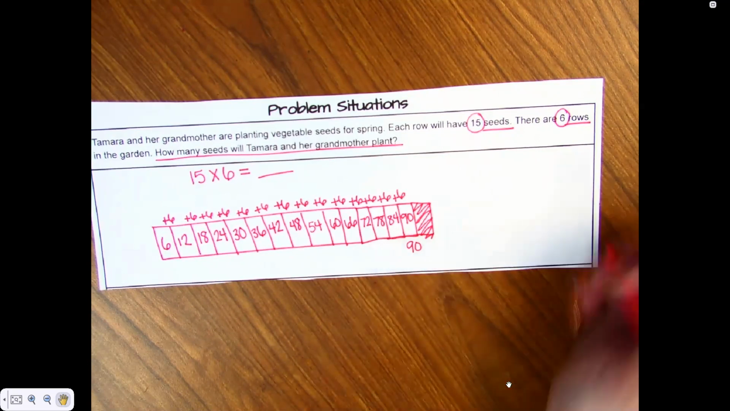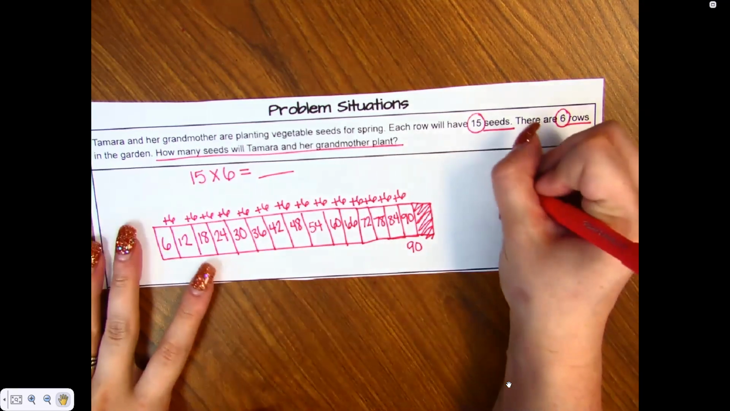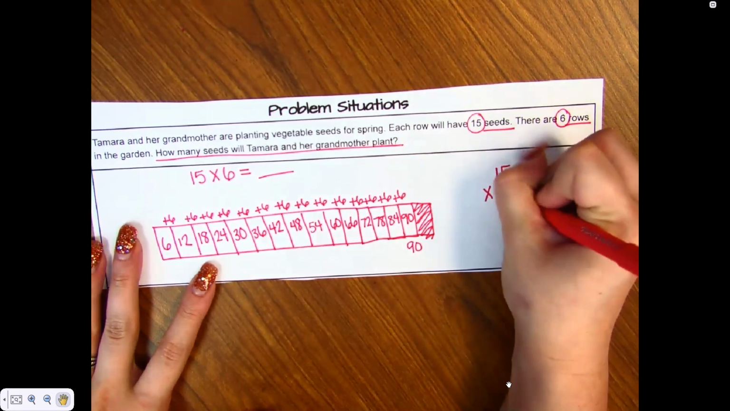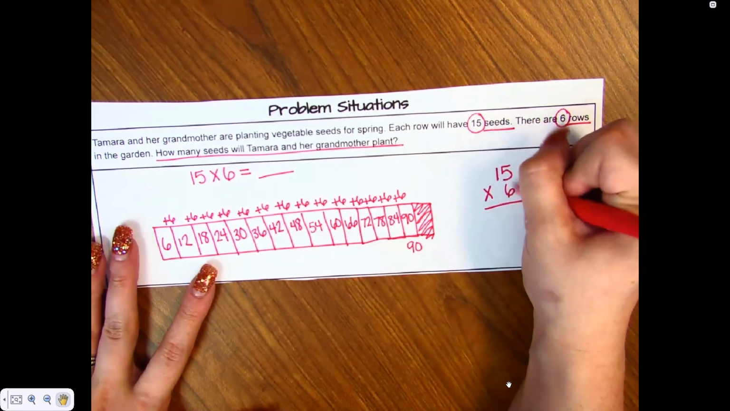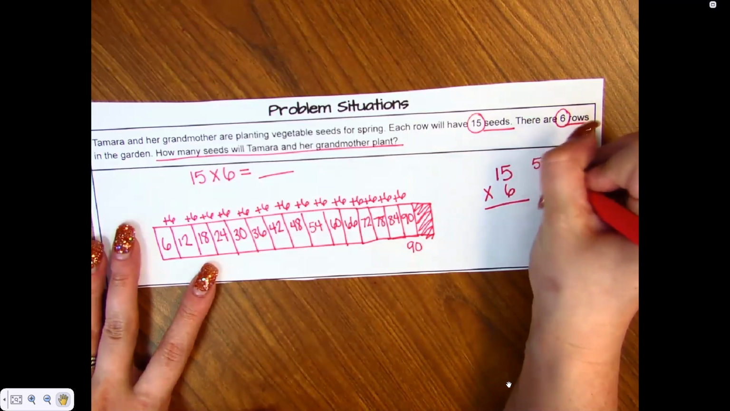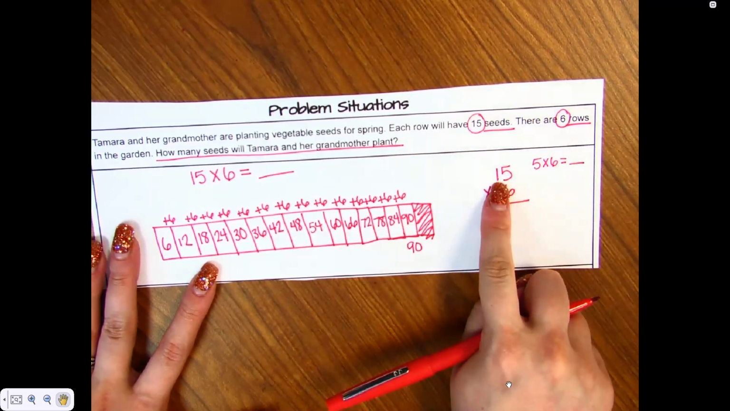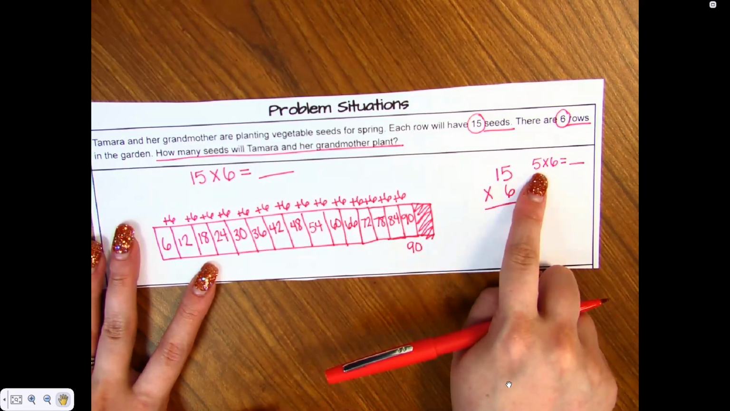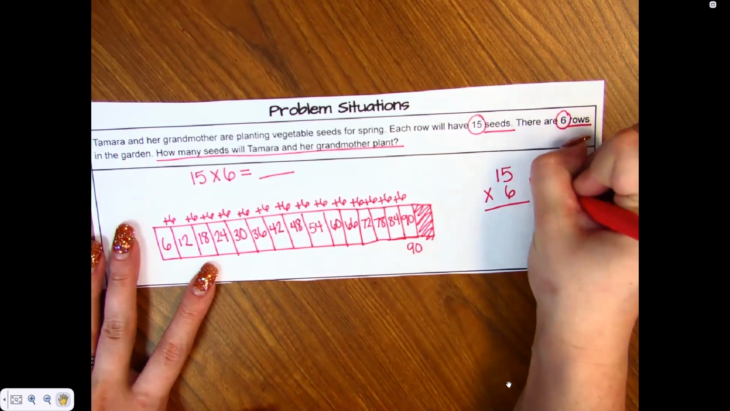Now I'm going to do it another way because I want to double check my answer. Maybe I'm not for sure that this is the right answer. So if I do 15 times 6 for the standard algorithm, I need to take my ones first. So I'm going to do 5 times 6 equals, and then I need to take my tens. Well, I have 5 right here, so I'm going to take away this 5. So it'll be 10 times 6.